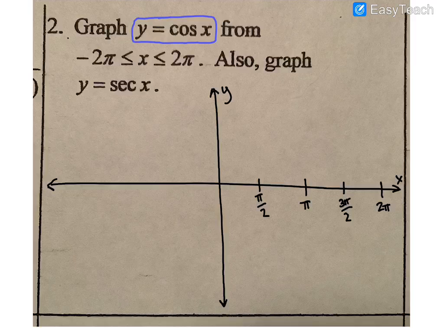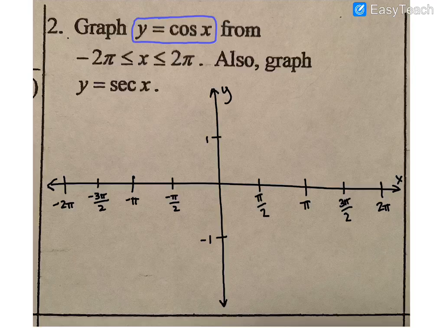I need to do the same thing over my negatives. I'm going to go all the way out and make it -2 pi. In the middle is -pi. If I do those halfway points, -pi over 2 and -3 pi over 2. In terms of range, remember your cosine graph goes as high as 1 and as low as -1.